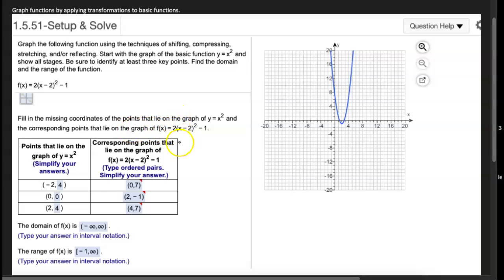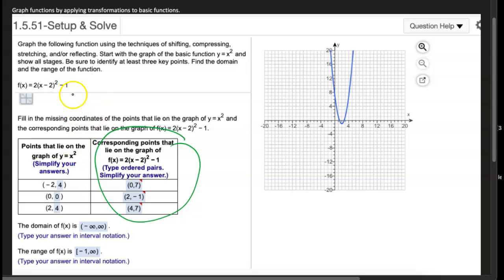I'm going to focus on this particular part of this example because it looks like that's where some of the mistakes had happened, of finding a corresponding point that lies on a transformed graph from an original parent function graph. So you could go about this the way that I had described in a previous video, looking at a numerical approach, or you could look at it through that transformation lens.